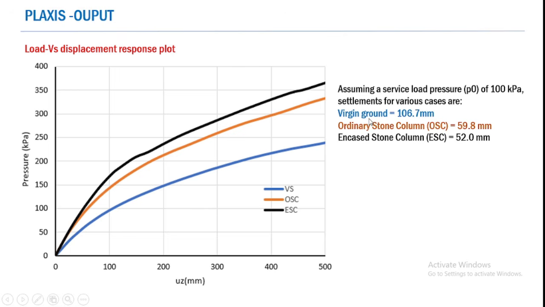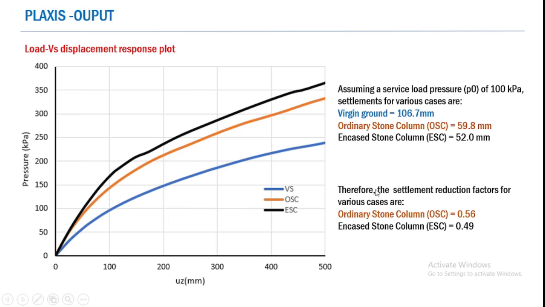As far as the virgin ground is concerned, 100 kPa will produce a settlement of almost 106.7 mm, whereas the ordinary stone column provides a much lesser one, that is 59.8 mm. And as far as the encased stone column is concerned, it provides us the least settlement, that's 52 mm. That is, we find that as far as the settlement reduction is concerned, ESCs are the best alternative. Therefore, we conclude from this analysis that the settlement reduction factors for the various cases are as follows.